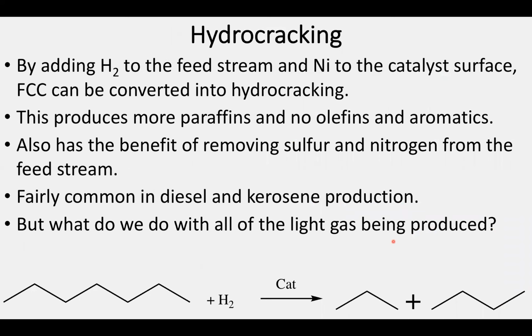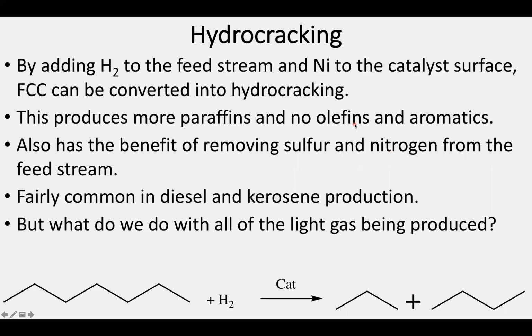So one of the other variants, again, to this fluid catalytic cracking is to instead change our catalytic surface to nickel and add in a little bit of hydrogen. So again, at this point, we're taking a lot of that hydrogen we already generated for hydrotreating or hydroskimming, and we're going to use that to drive the cracking. So now, instead of producing olefins, we're much more likely to produce our smaller chain paraffins.